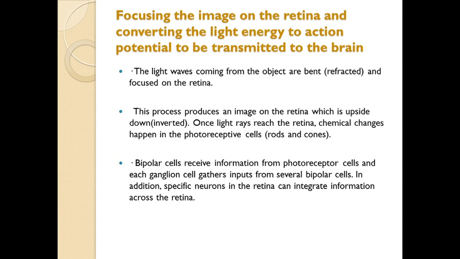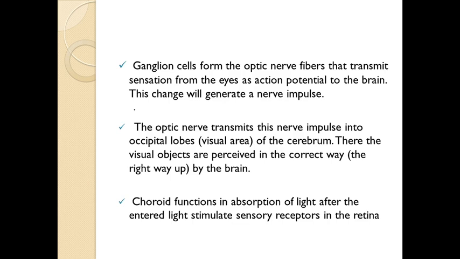Once light rays reach the retina, chemical changes happen in photoreceptive cells, which are rods and cones. Bipolar cells receive information from the photoreceptor cells, and each ganglion cell gathers inputs from several bipolar cells. In addition, specific neurons in the retina can integrate information across the retina. So simply, specific neurons and several bipolar cells together give each ganglion cell the inputs received from the photoreceptor cells. Then ganglion cells form the optic nerve fibers that transmit sensation from the eyes as action potential to the brain. So this will generate a nerve impulse.